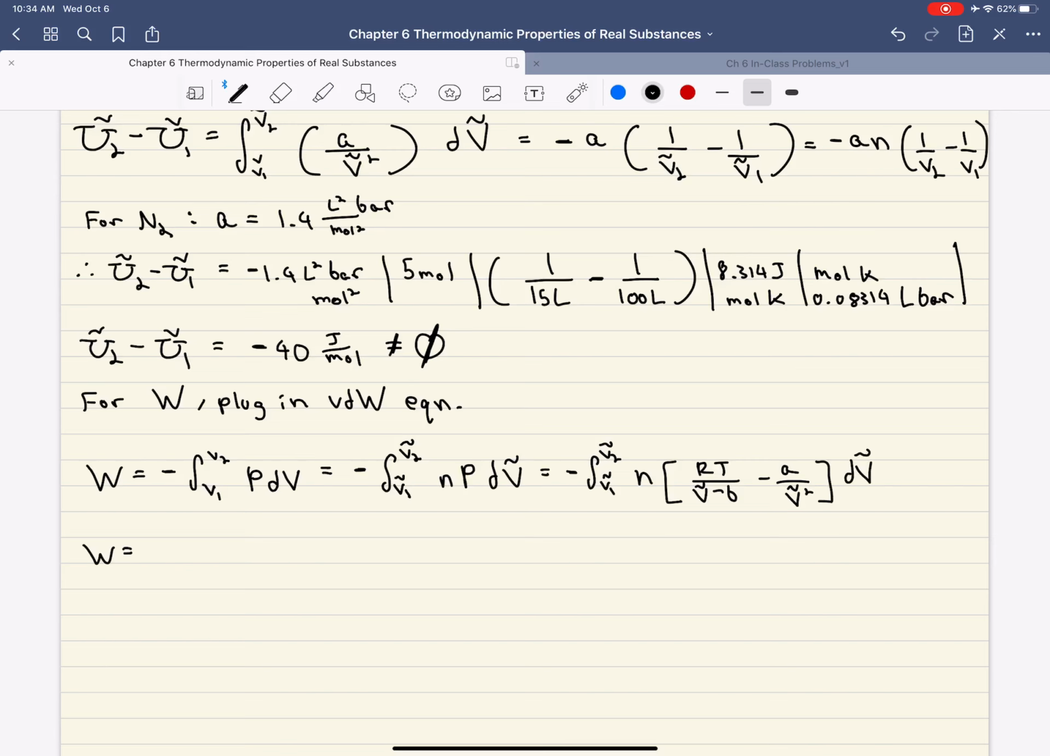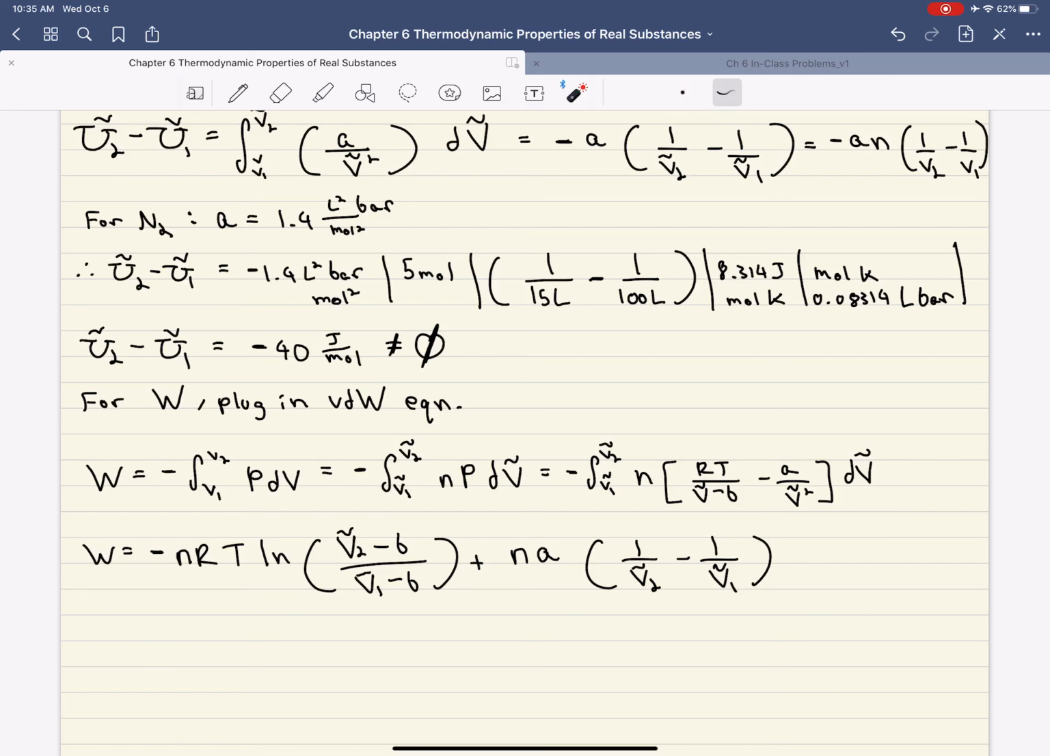We'll go through the integral, and if we go through that integral, we get this natural log of (V2 minus B) over (V1 minus B), plus N A (1 over V2 minus 1 over V1). Okay? All right, and so, once again, to calculate molar volume, we would just take the actual volume and divide it by N.